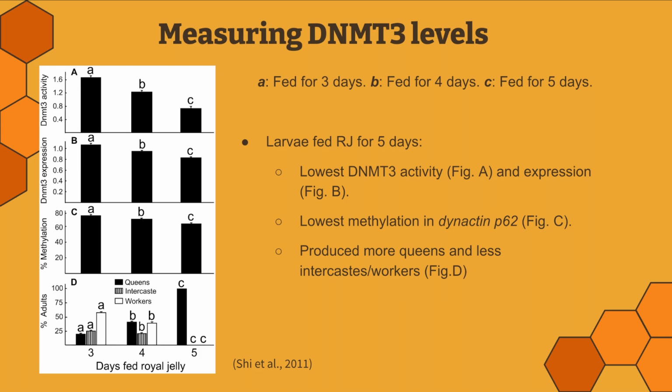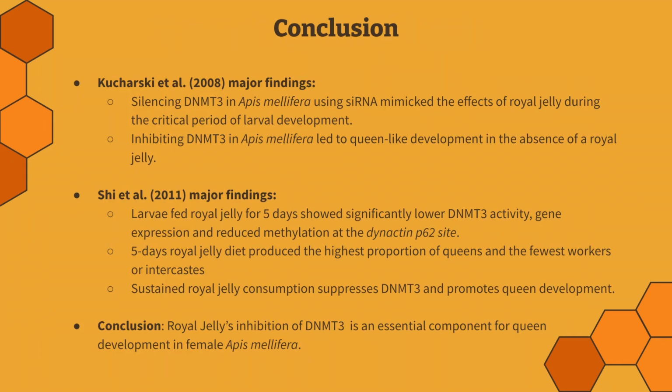This work supports the notion that royal jelly's inhibition of DNMT3 is a key driver for queen development in Apis mellifera. By inhibiting DNMT3, Kucharski and colleagues demonstrated that silencing this enzyme can sufficiently induce queen-like development even without a royal jelly diet. Further evidence by Shi and colleagues, larvae fed royal jelly for 5 days showed significantly lower DNMT3 activity and gene expression, along with reduced methylation at the dynactin p62 site. These larvae also produced the highest proportion of queens and the fewest proportion of workers or intercastes.